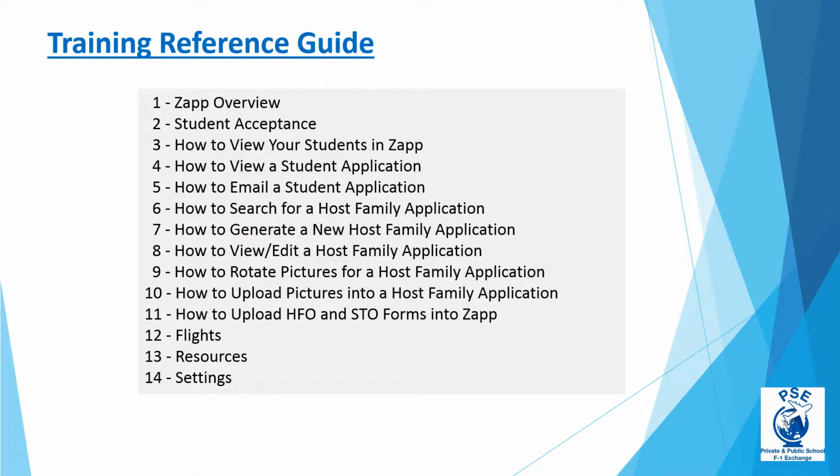In this training, we'll explore each of the topics listed in the training reference guide, which are numbered from 1 to 14. If you'd like to utilize this training as a reference guide in the future, just locate the guide, find out the number which correlates with your desired topic, and locate it in the training. It's that easy. In this training, I'll show you all the steps that are required relevant to each topic and highlight some important information along the way.